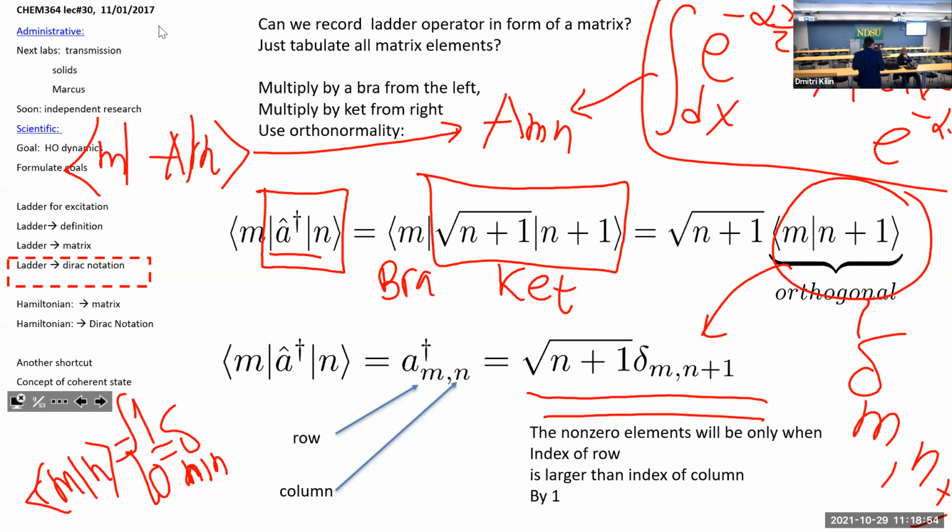So let me check if this idea of converting operators into matrices gets any positive feedback from your mind and brain. Yes, no, more or less.